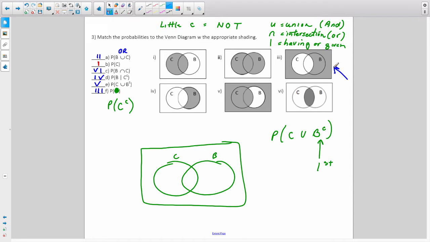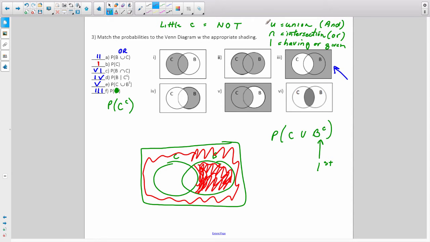So everybody not in C would be this picture. You shade in the box like this, and then everything not in C over here. So that includes the people in B, like that. And as you can see, that matches up to choice 3. So that's Venn diagrams and how to read them, and it's also a nice practice with the union, intersection, and that symbol that stands for having or given.